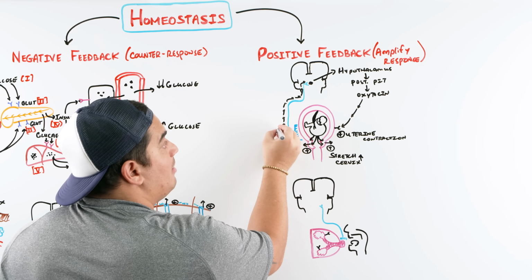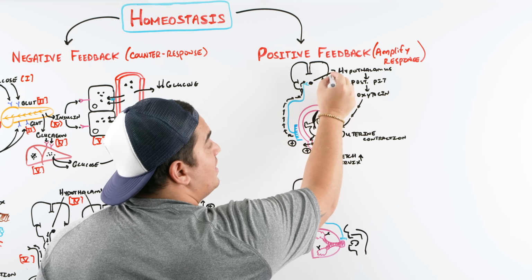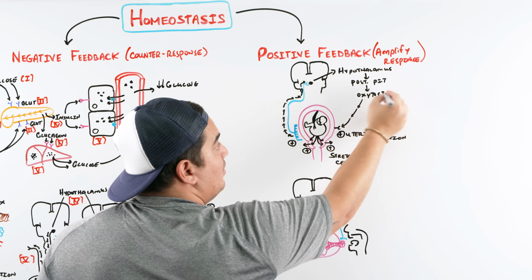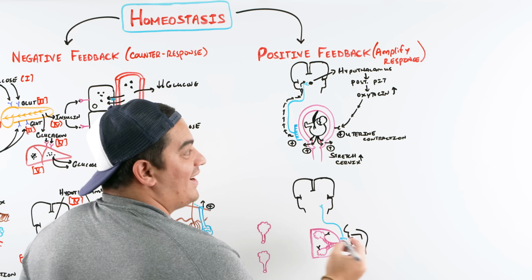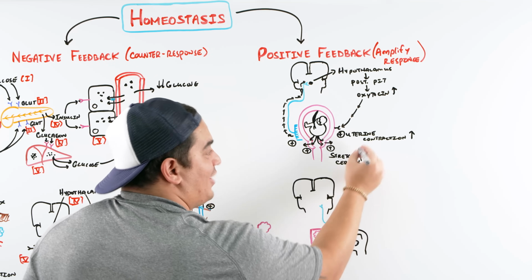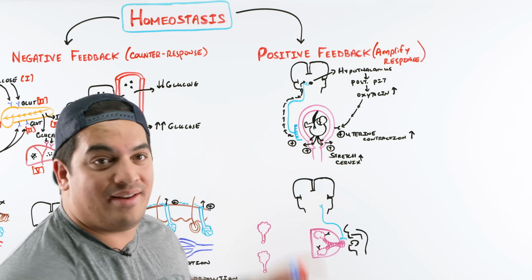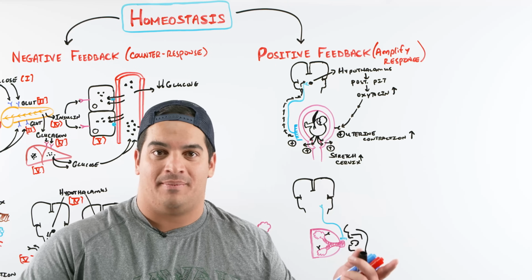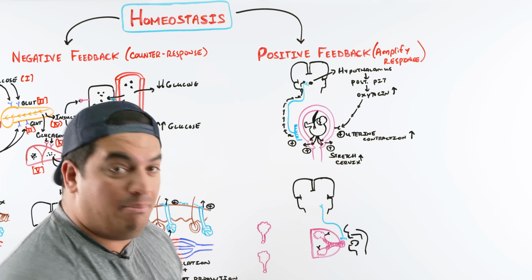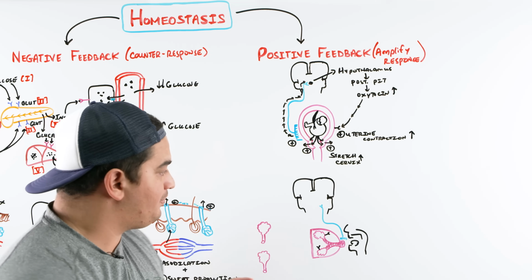You'll increase the stimulation of the stretch receptors, increase the stimulation of the hypothalamus, the posterior pituitary, continue to increase more oxytocin, increase uterine contraction, and do this process until what? Until the baby is expelled, all right? That's the really important process for birth.